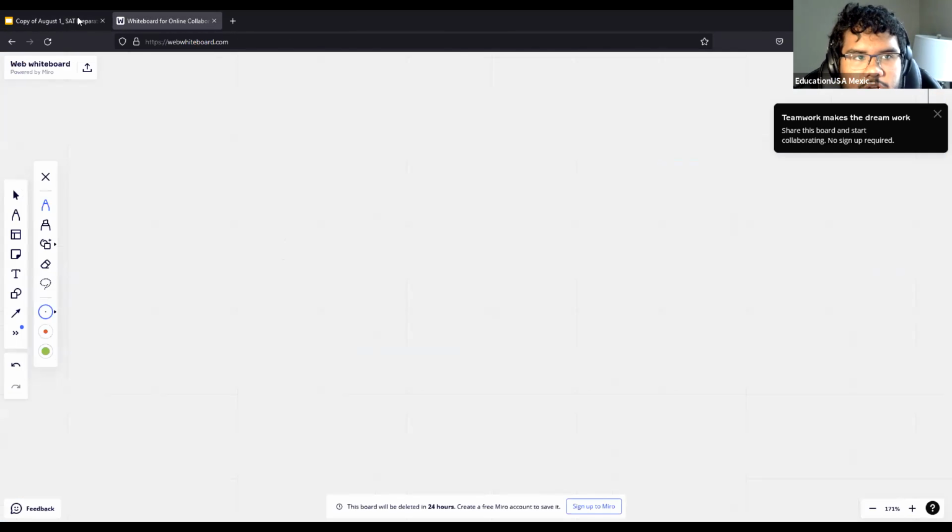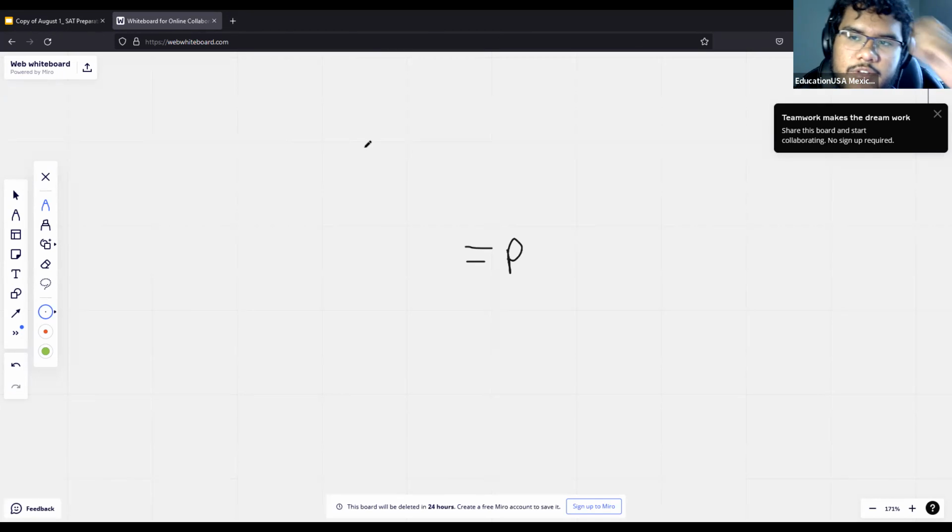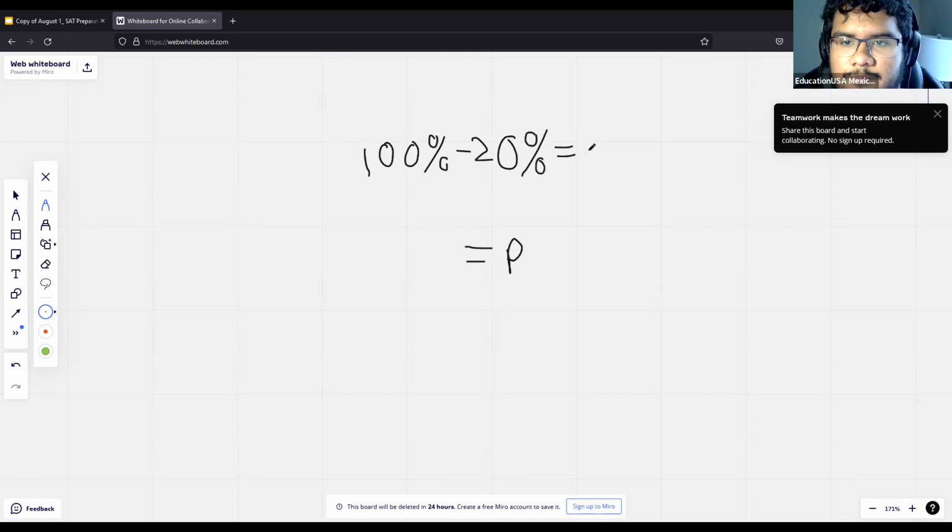So we know that P represents the final price that Alma paid for their computer. So let's start with what it was saying here. It's starting off by saying Alma bought a laptop computer at a store that gave a 20% discount off its original price. So a 20% discount in terms of percentages can be thought of as taking 100%, which is the original cost, minus 20. And that means that the remaining price to be paid is 80%, which translates to 0.8.